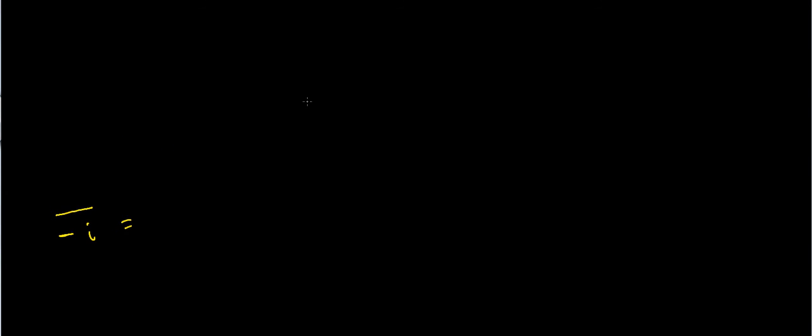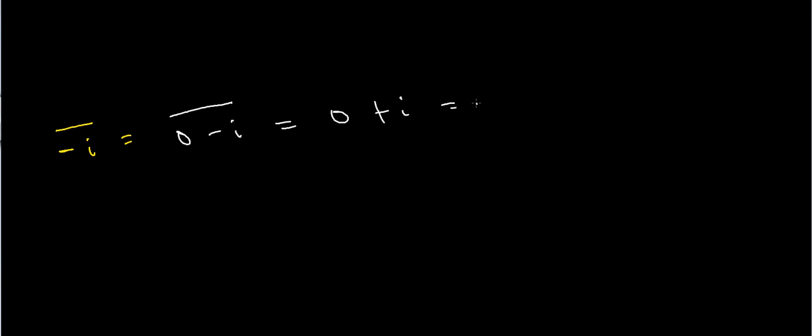That's simple enough. Let's look at the conjugate of minus i. Well, minus i is the same as 0 minus i. So the conjugate of minus i is exactly the same as the conjugate of 0 minus i. Now if we reverse the sign of this, that becomes 0 plus i, which is just i. So the conjugate of minus i is always i.